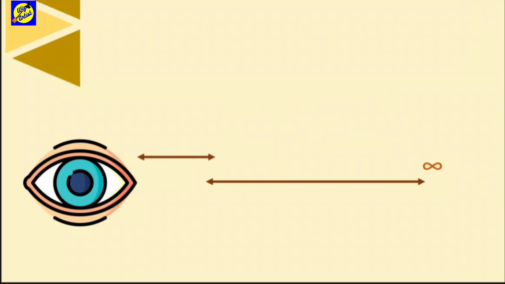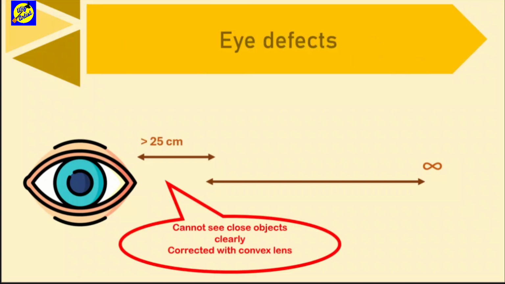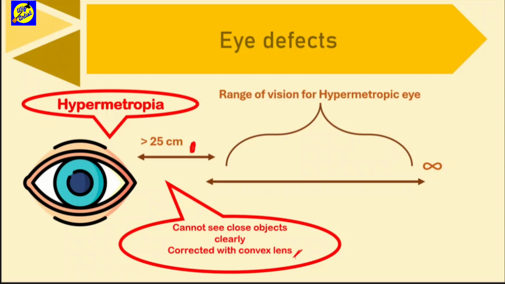If the range becomes greater than 25 centimeters, then the eye cannot view objects too close and thus has to be corrected with a convex lens. So if we have to view any objects over here, that is, within 25 centimeters, because of this defect, the eye won't be able to view that. And if we want to view that because it's important, like to read paper, etc., we use a convex lens. This defect is called hypermetropia, and thus the vision range of more than 25 centimeters to infinity is called the vision range of a hypermetropic eye.